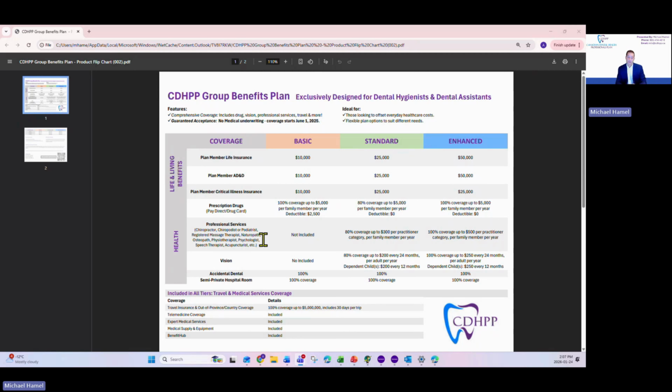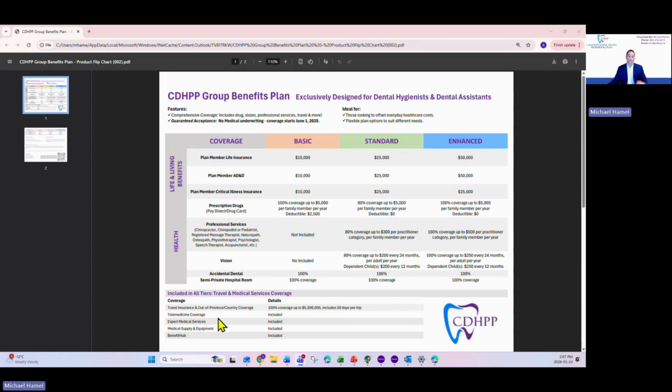So accidental dental, it's 100% coverage. If it involves an accident and your teeth are somehow misplaced or whatnot, we are going to be paying to fix that. As a primary example, if you have children playing sports, I know when I was younger, I was playing competitive hockey. I have lost a few of my teeth. That would have been covered as a primary example. And then next off, we have our semi-private hospital room. If you're ever in a semi-private hospital room, we're going to provide 100% coverage.